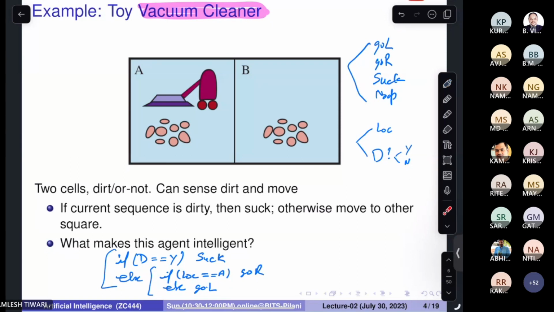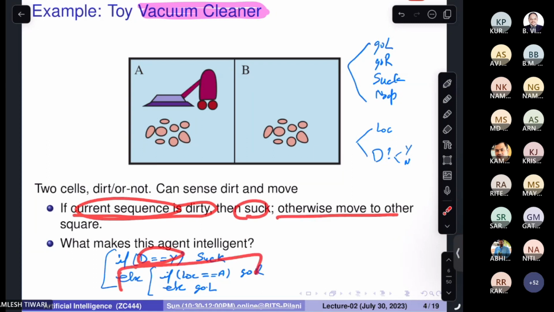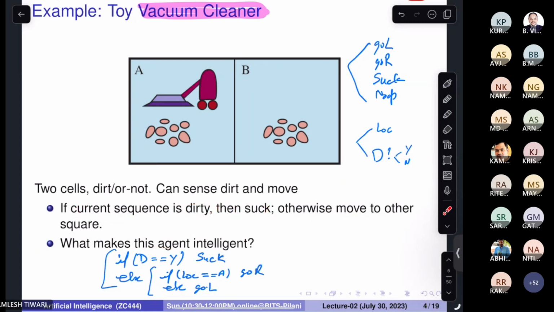Right now this is working in this way: if the current sequence is dirty is yes, then suck. Otherwise, move to other room. Okay, this is what I have implemented. So is it an intelligent agent? The first question that I wanted to ask: will it work?